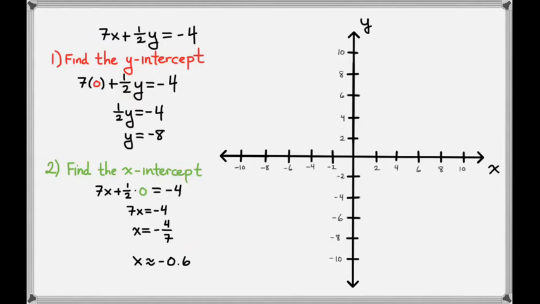Now let's graph these two intercepts. Now the y-intercept was 0, negative 8, so we won't go to the left or to the right, but we'll go down 8. So we have the point 0, negative 8 as our y-intercept. For the x-intercept, we have negative 4 sevenths, 0. The negative 4 sevenths means we'll go about negative 0.6 to the left. We don't go up or down because the y value is 0, so this is the point negative 4 sevenths, 0. And we can graph this equation just by drawing the line that goes through those 2 points.